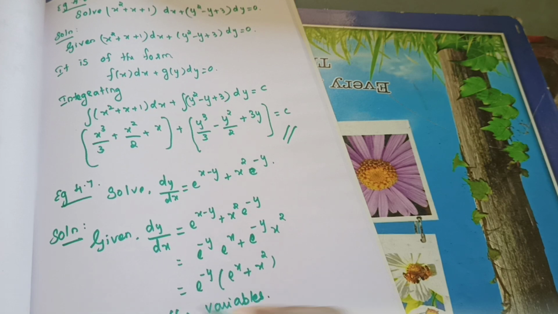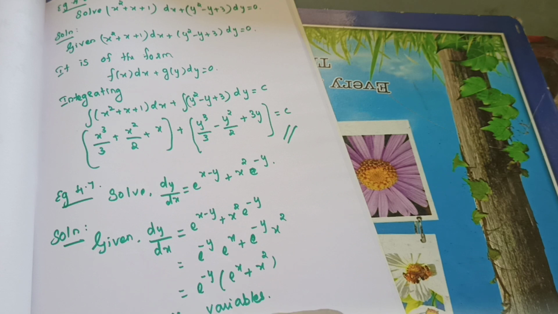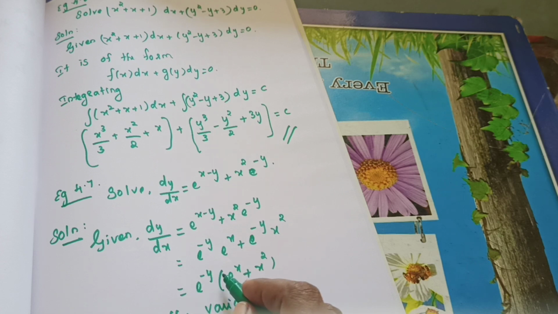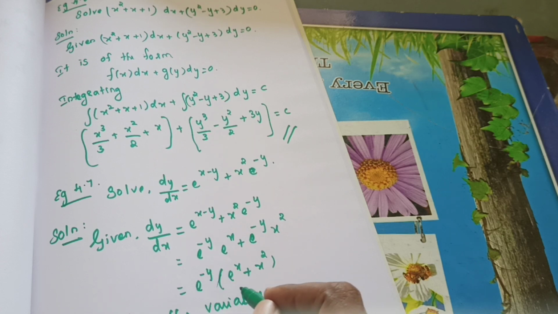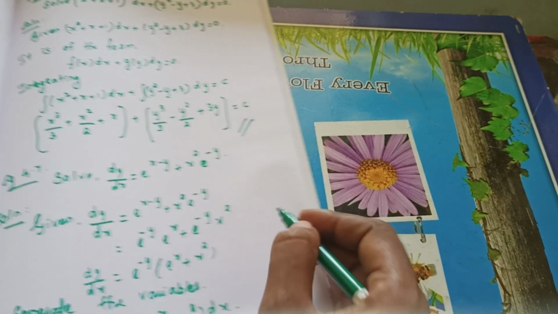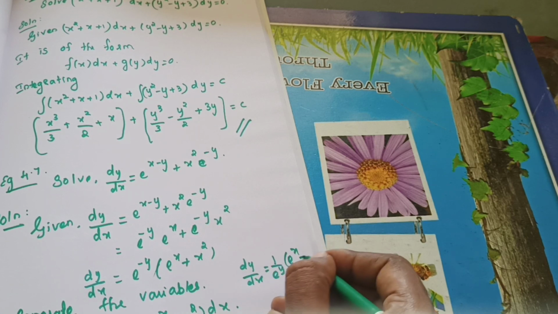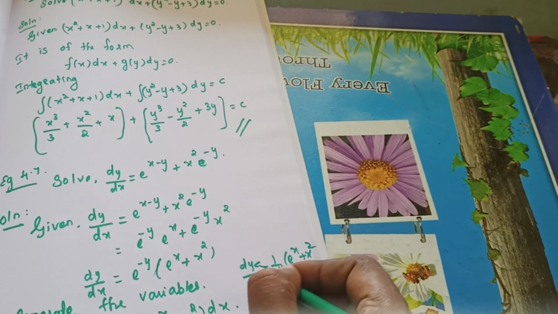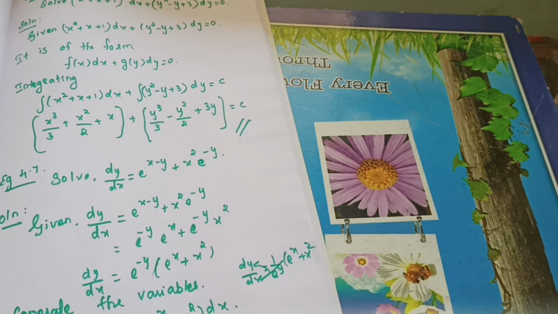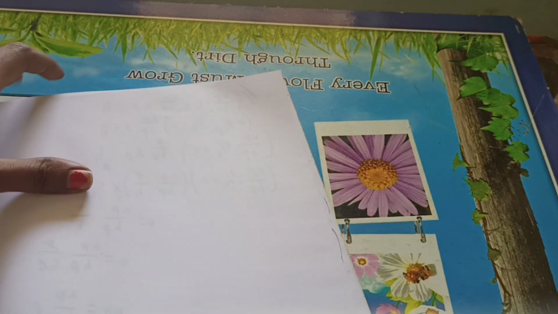Separate the variables. We will get e^y dy = (e^x + x²) dx. Why e^y? So write 1 by e^y: dy/dx = (1/e^y)(e^x + x²). Cross multiply: e^y dy = dx (e^x + x²). Understand, students? Now I have separated. Now you can integrate this and you will get the answer.